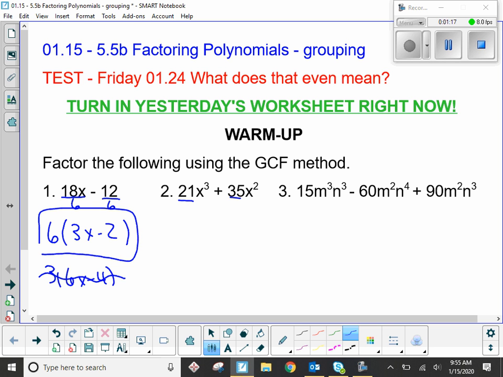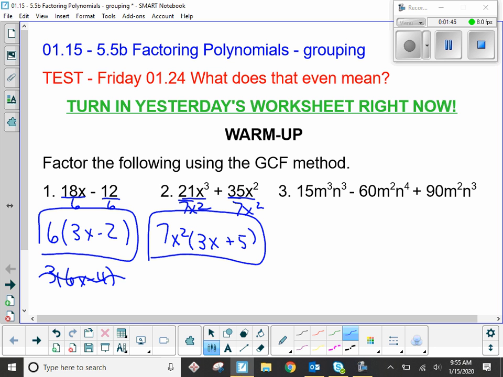No, it's not full credit. Yes, always, partial credit. What do 21 and 35 have in common? What's the biggest factor that goes into them? Okay, and how many x's do they have? 2. All right, so then you divide that out of each one, and that leaves you 3x in the first term and 5 in the second. Who got that one?